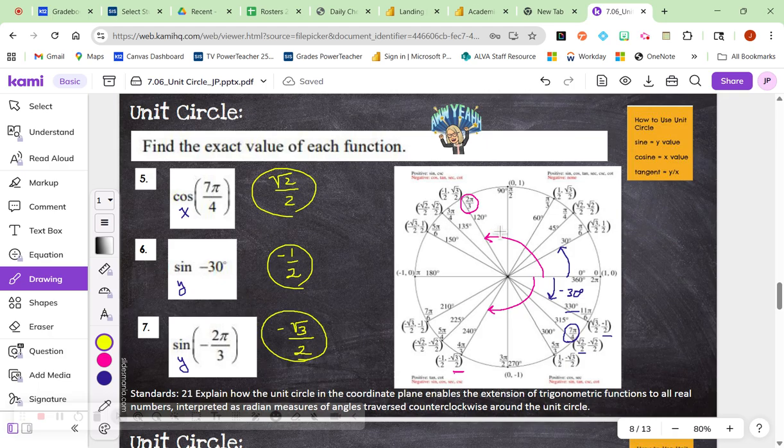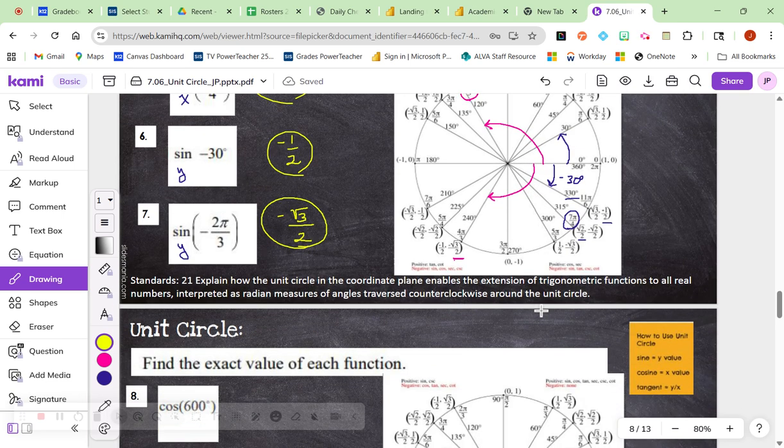So all of these values, we're using those special right triangles to get these values. You really don't have to do that. You don't have to do the math, but special right triangles 30, 60, and 45, 45 are actually used to get the x and y values on the unit circle. You can just use this unit circle as a reference and just know that sine is y values, cosine is x values, tangent is y over x.